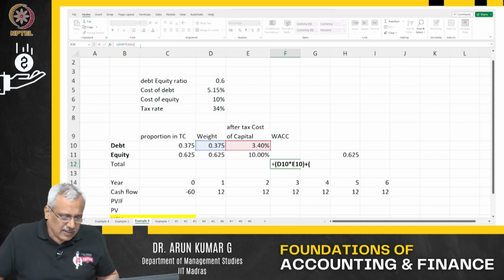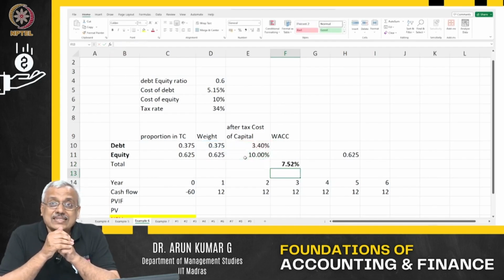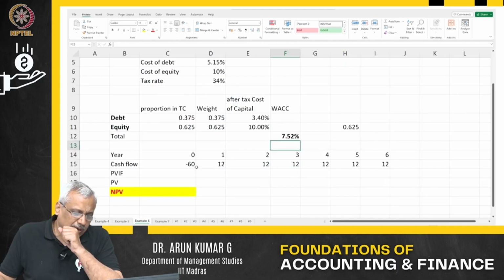Plus weight of equity into the cost of equity, and that is what is going to give me WACC. WACC is 7.52% out there. Now let us look at the cash flows and discounting and so on.